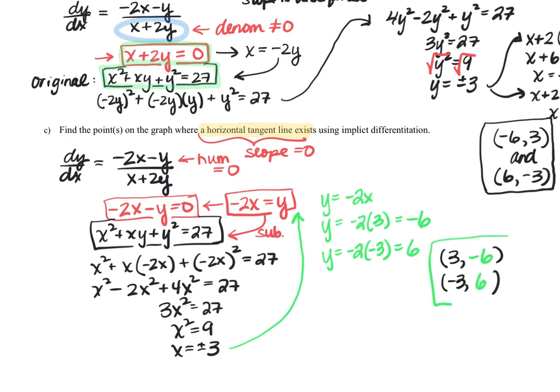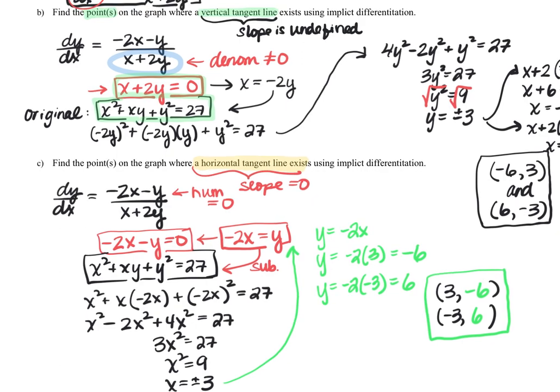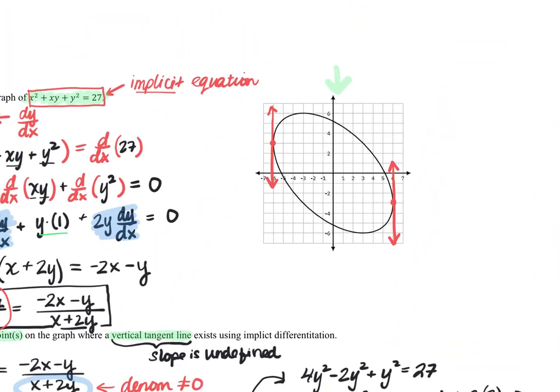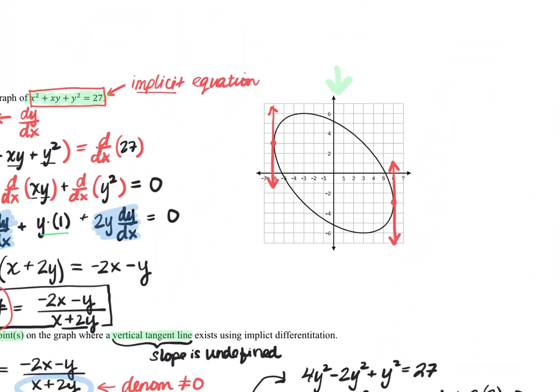So it looks like we're getting two different coordinates, 2 points on the original ellipse where the tangent lines appear to be horizontal. Let's go back to the original graph and just verify that this looks right. So back to our ellipse here. If we go to 3, negative 6, that would be down here. Sure enough, our tangent line looks horizontal there. And it does also here at negative 3, positive 6.